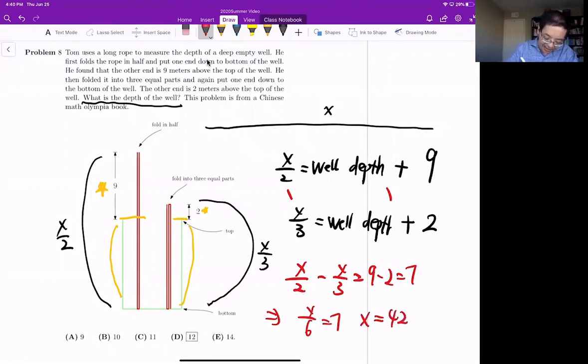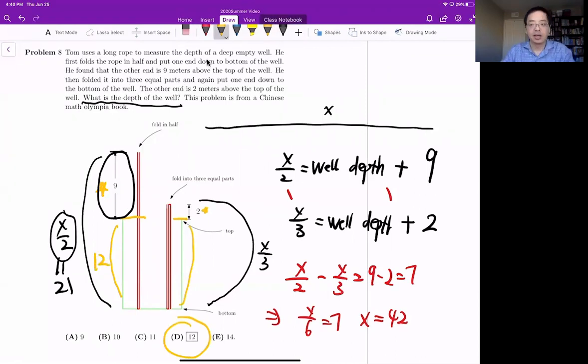So if x equals 42, then half of it is 21, and 21 minus this extra 9, we derive that this one is 12, right? So we get 12. The point here is we introduce a variable and we set up an equation, and this can help us solve the problem very quickly.